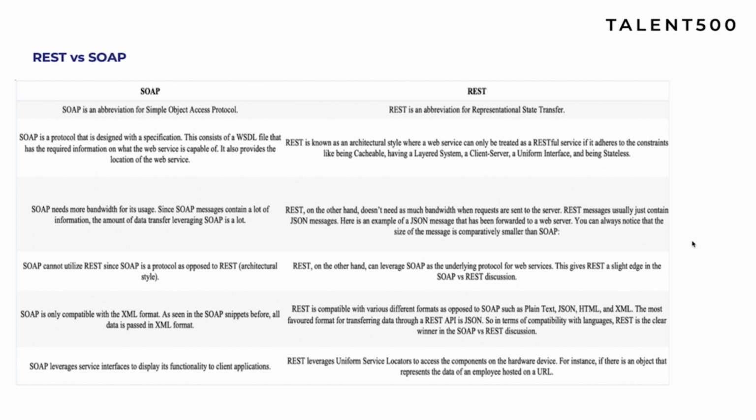One more important thing you should consider: SOAP needs more bandwidth for its usage. Since SOAP messages contain a lot of information, the amount of data transfer leveraging SOAP is a lot. But REST, on the other hand, does not need as much bandwidth. There is one more point, just giving you a little more context. REST can do caching, but SOAP does not do caching. And due to caching, REST is a little bit faster as compared to SOAP also. That is also one point we should consider.